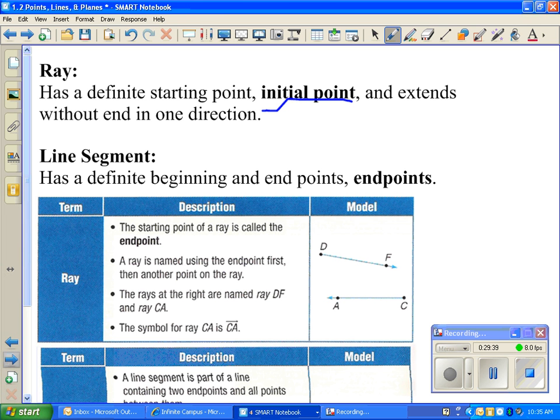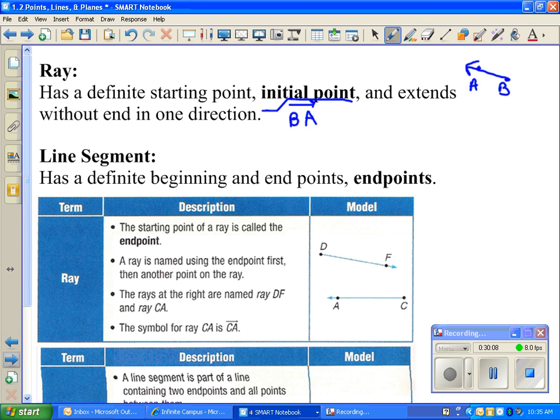Now, your ray can start over here and go to the left. It's harder for us to imagine, but it does. Or it can start to the left and go to the right or up, down. It doesn't matter. The key point is when you name it, you've got to name it by its starting point. So if this is AB, guess what? When I name it, it's got to be what? BA. BA. Very good.